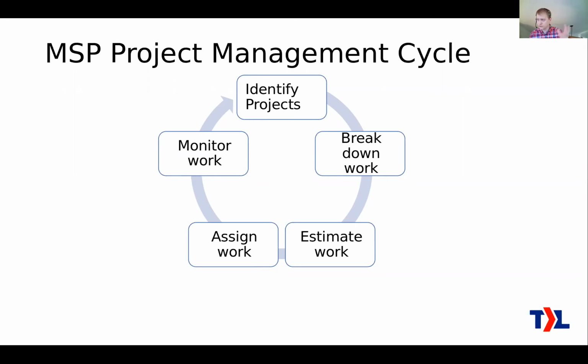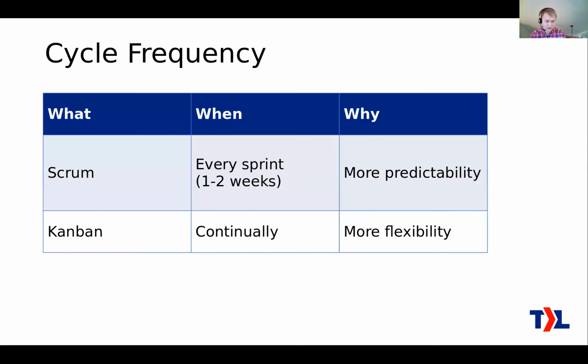Next stage, you look at the projects you have and break down that work into manageable chunks. Then you estimate it. Then you get it assigned to the engineers, and then you monitor it to see what's going well and what's not going well, and then you start over in the cycle. The first letters of those, I-B-E-A-M, spell I-beam. There you go, a picture of an I-beam. Every time you see that, remember how to manage projects according to TopLeft. So it's a cycle, and it's going to happen over and over.